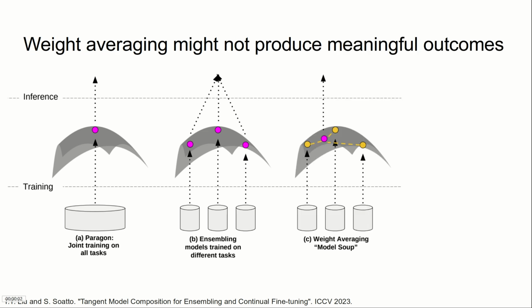Another recently proposed method for composition is model soup, where the weights of each individual model are averaged to yield a single composed model that can be queried at inference time. However, one cannot simply compose these weights or inner activations and expect meaningful outcomes, since there is no theoretical guarantee on the expected output of this operation.